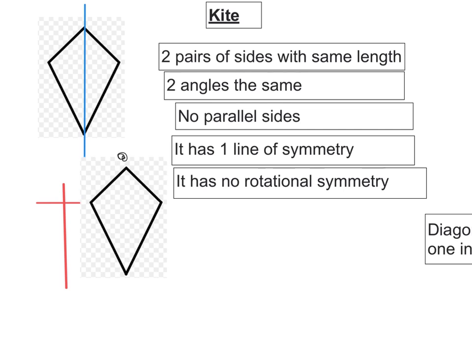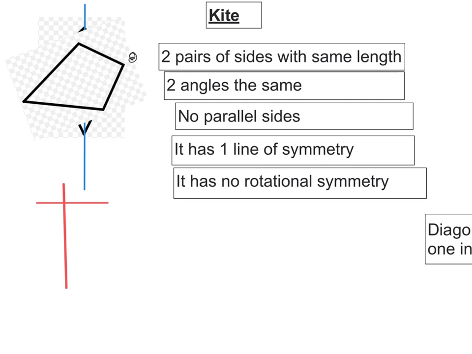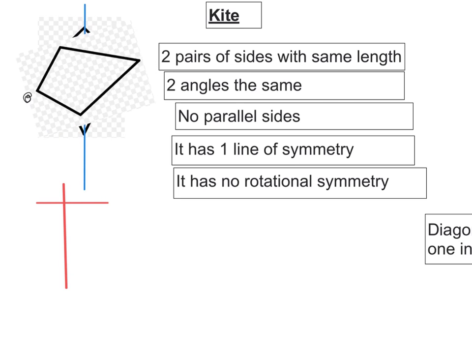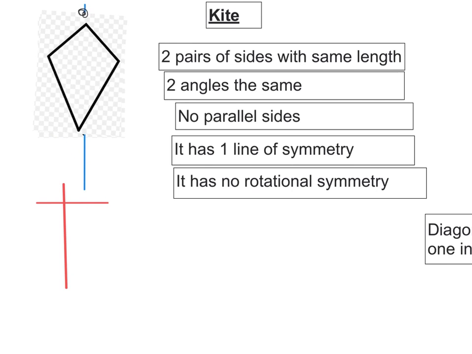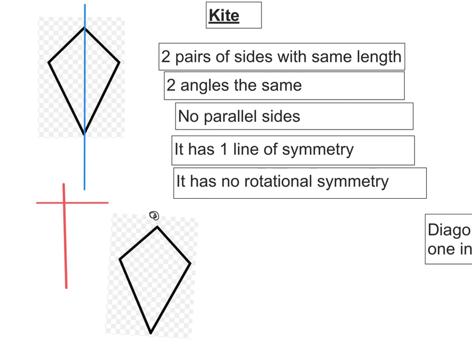Let's see. So let's move this copy over here. Turn it around. Nope, still doesn't look the same. Doesn't look the same, just looks upside down. Doesn't look the same. And if I get it all the way round to the start, that's the only time it looks the same. So no rotational symmetry.